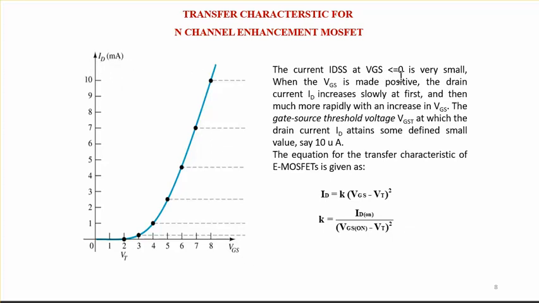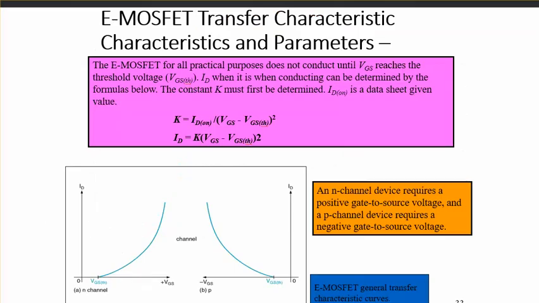And when VGS is very small, less than or equal to 0, the drain saturation current will also become very small, and when VGS is made positive, the drain current increases. So this is what we saw in the characteristics curve also, and it has been explained in terms of an equation where the drain current is equal to K into (VGS minus VT) the whole square. So from this you can get the value of K. So this is the equation for the transfer characteristics of the MOSFET.